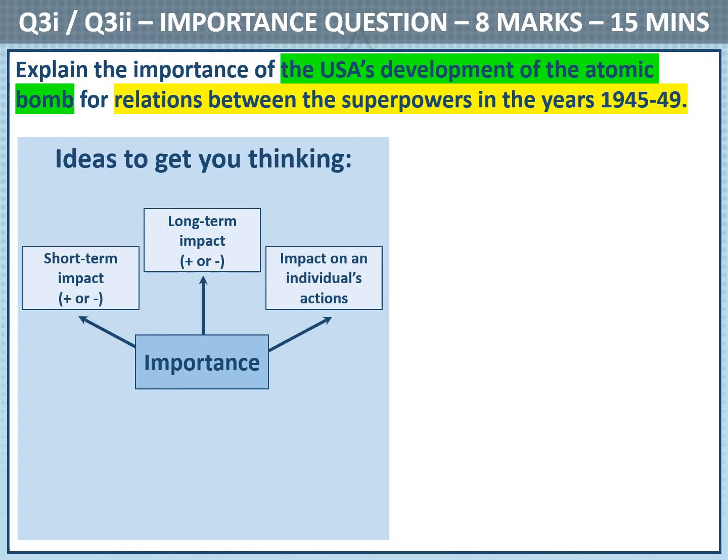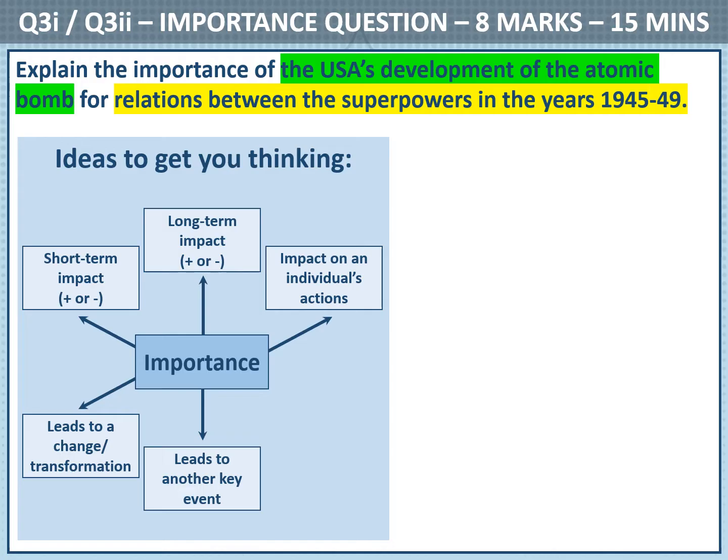We could think about whether or not the event had an impact on an individual's actions. We might ask ourselves, did event X lead to a change or a transformation in the situation? We could ask ourselves, did X lead to another key event in this focus? And lastly, we could also think about symbolic importance. Sometimes events can be important because they're a symbol of something much bigger. And I'll try and show you an example of that.